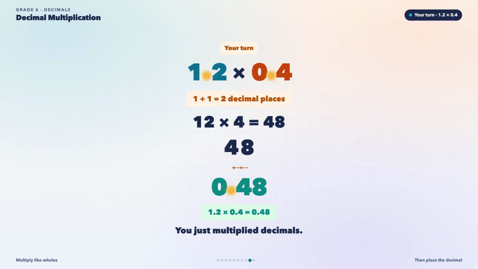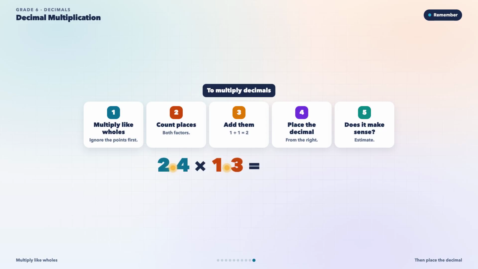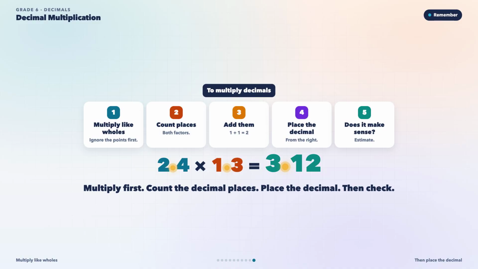You just multiplied decimals. To multiply decimals, multiply like whole numbers. Count every decimal place in both factors. Add them together. Put that many decimal places in the product. Then check. Does the answer make sense? 2.4 times 1.3 equals 3.12. Multiply first. Count the decimal places. Place the decimal. Then check if your answer makes sense.